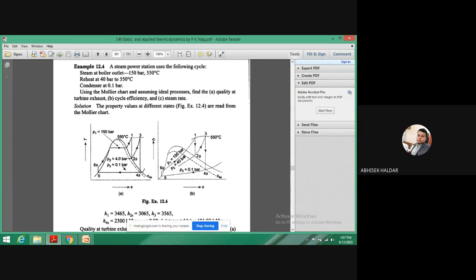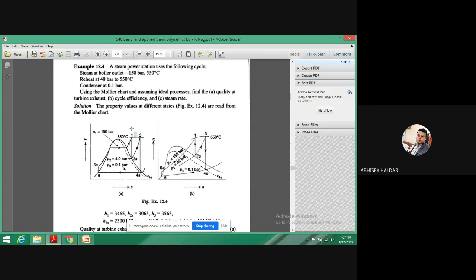Okay, thank you. So this is my 40 bar, right? 40 bar is the reheat. Now one single reheat is applied over here. So you see this 2s point. Two turbines will be there: one is your high pressure turbine, another is your low pressure turbine, as per the definition of the reheat.